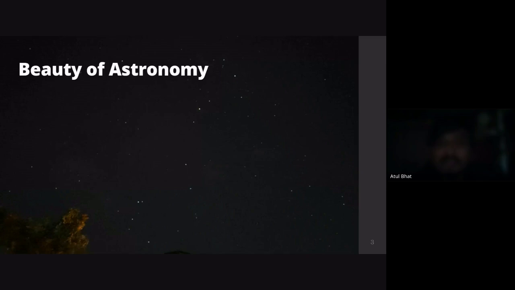Some of these stars, the light from those stars travels to us and reaches us only after 60 years. So it kind of gives us a depth or a perspective of how big the universe is. So these are the things that interest us.